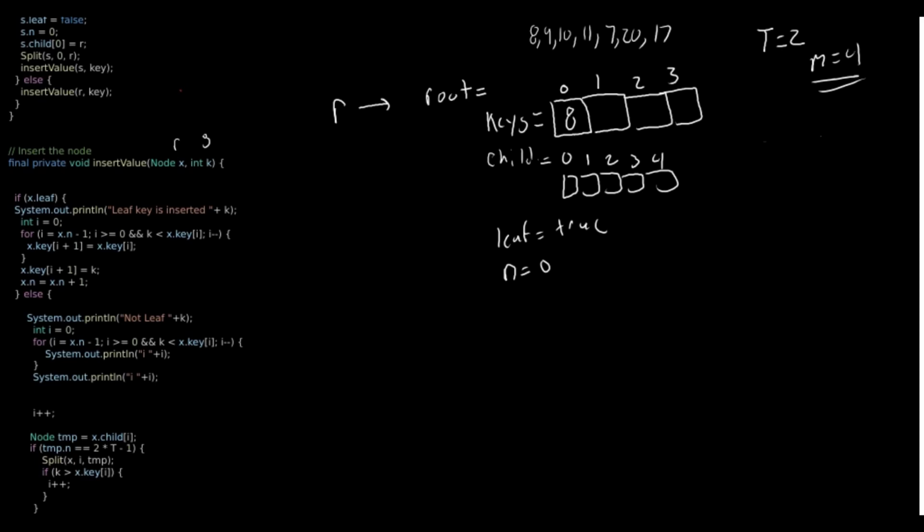Okay. And then n, since R is pointing to R and R is pointing to root, we say n is here for the root equal to 1, because we add 1. All right.